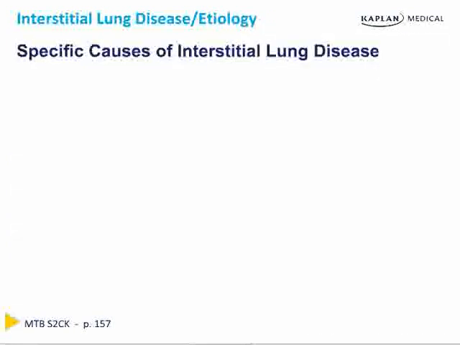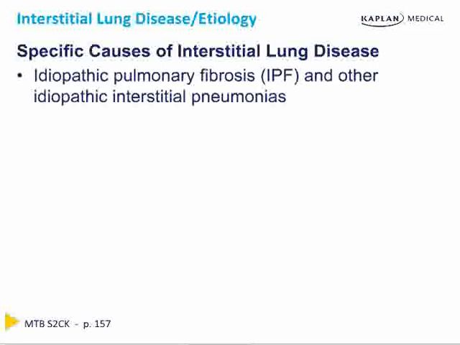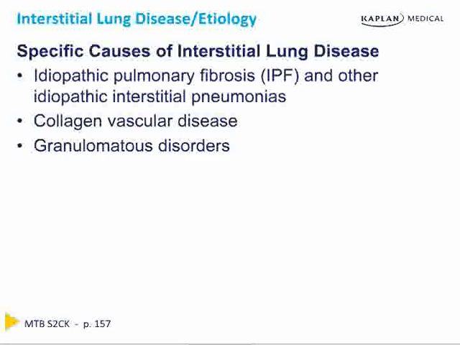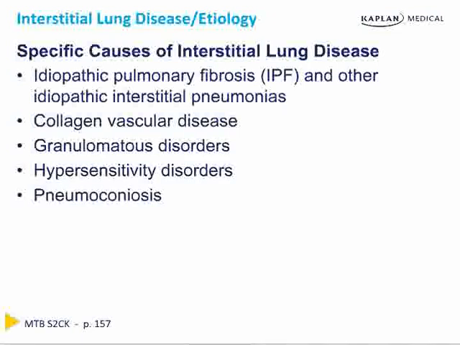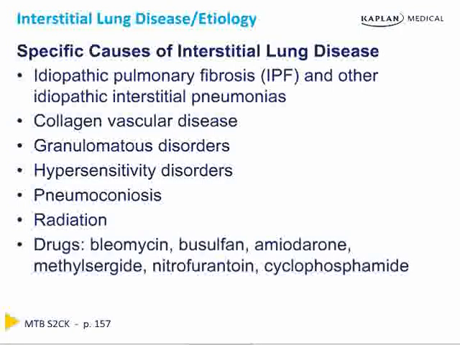There is a very long list of different interstitial lung diseases, and it's also very difficult to keep the classification straight in your mind. For Step 2, let's try to keep it simple. The most common and most commonly tested is idiopathic pulmonary fibrosis, and the other idiopathic interstitial pneumonias. Collagen vascular disease can also cause interstitial lung disease, as can granulomatous disorders, hypersensitivity disorders, pneumoconiosis, radiation, and drugs. The most common culprits you should be aware of for Step 2 are the following: bleomycin, busulfan, amiodarone, methysergide, nitrofurantoin, and cyclophosphamide. All of these different specific causes of interstitial lung disease will be touched upon briefly.